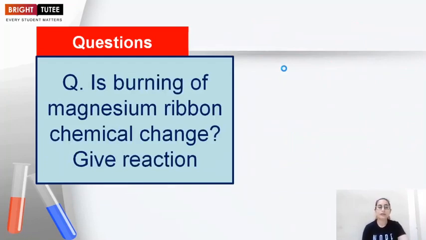Next, is burning of magnesium ribbon a chemical change? Yes, it is a chemical change, and the reaction I just gave in the last question, it is a chemical change as new products are formed.